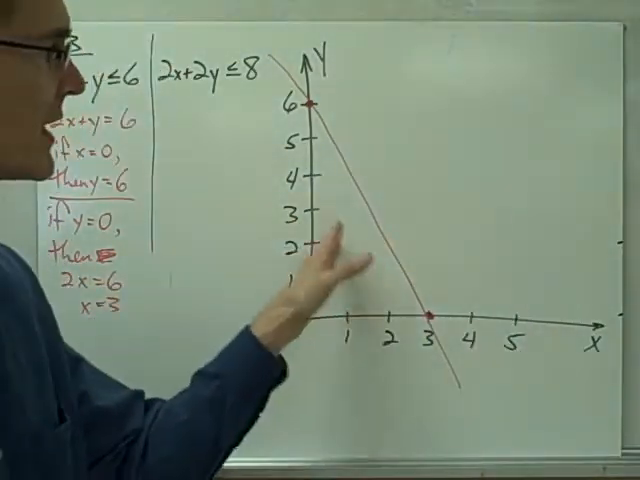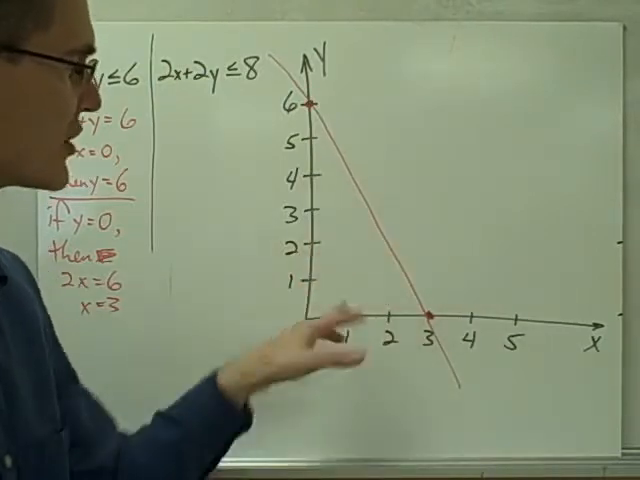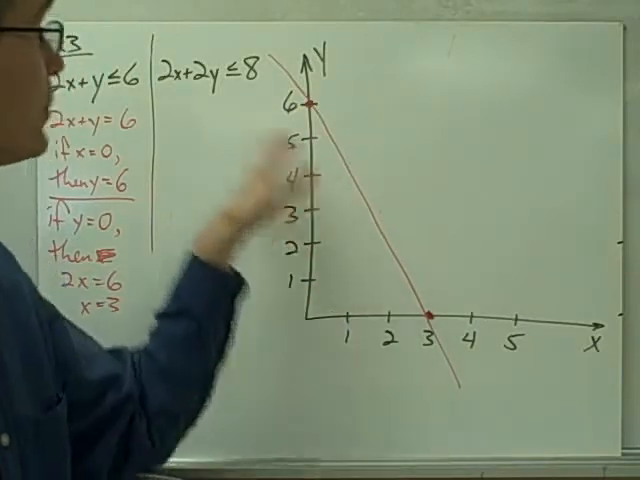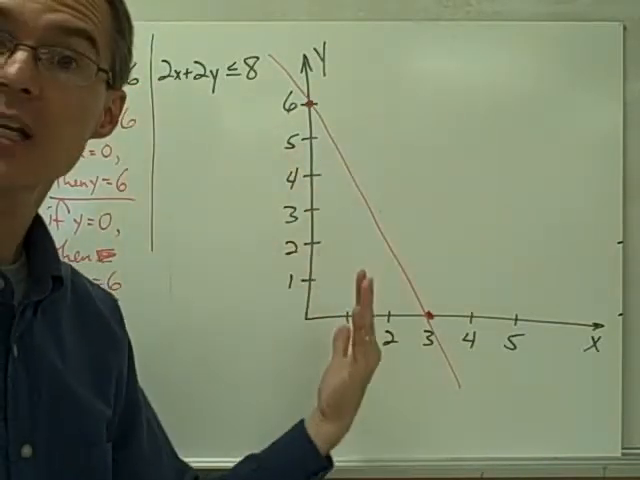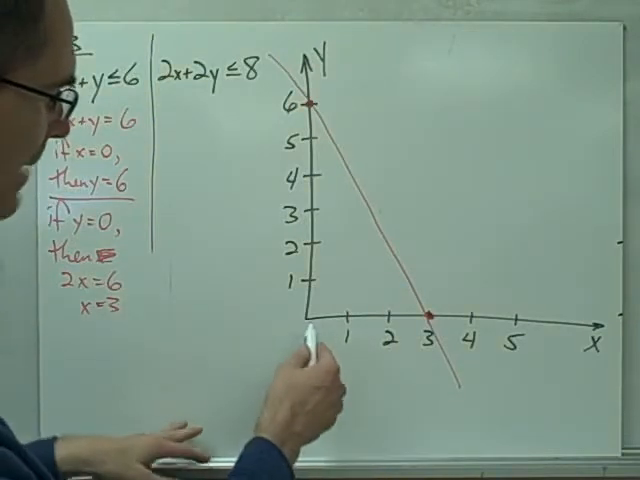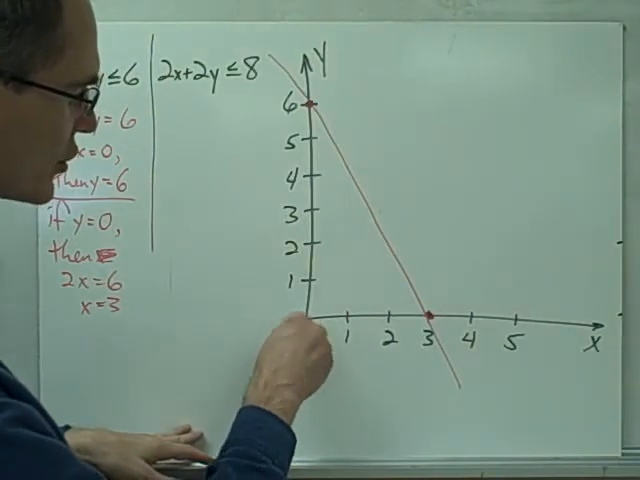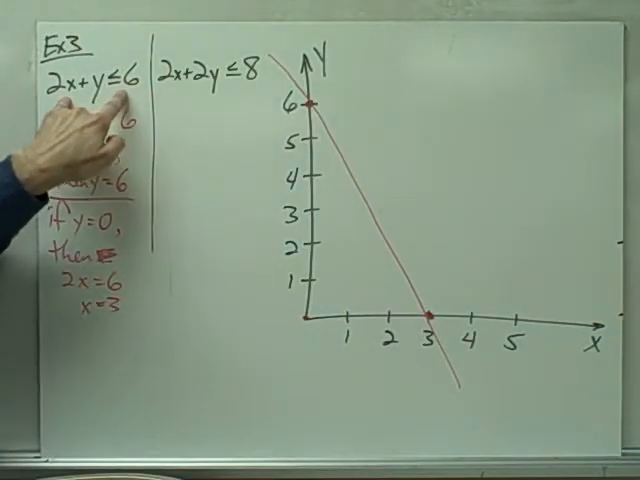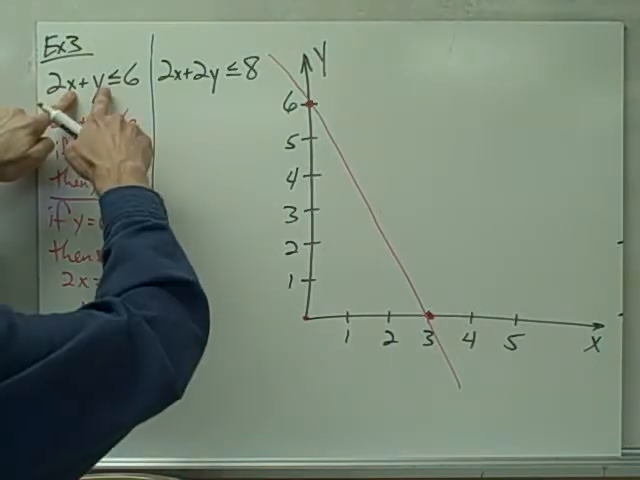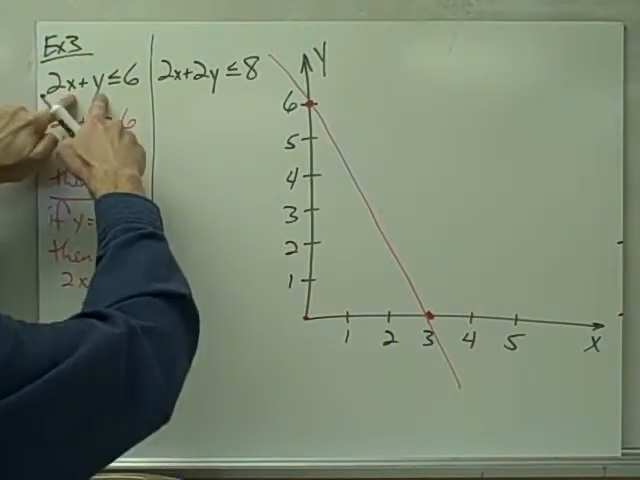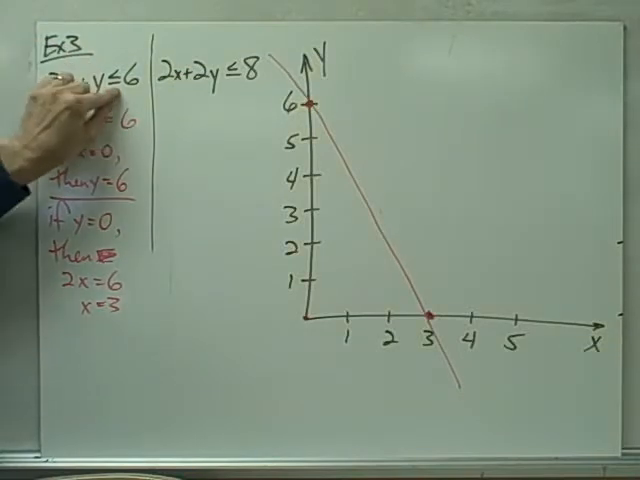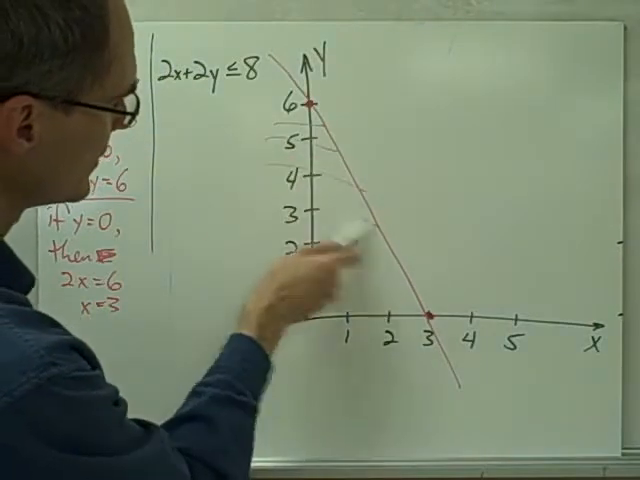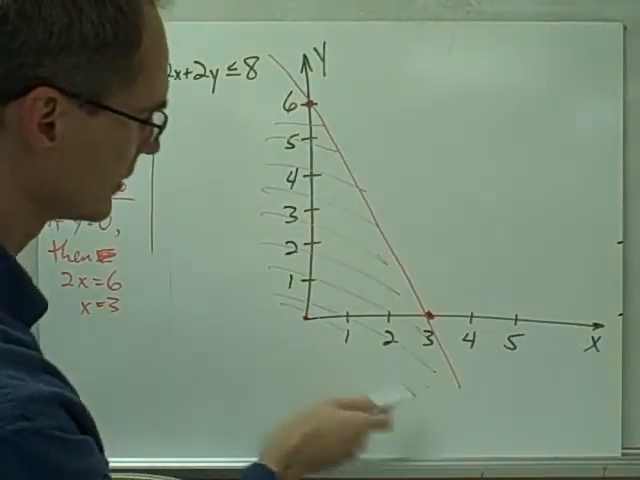One way to decide which side to shade in is I just pick a point on one side or the other, plug it into my inequality, and see if it makes my inequality true. So let's say I pick a point over here that's kind of easy. Let me pick the origin, this point 0, 0. If I plug the coordinates 0, 0 into this inequality, if I let x equal 0 and I let y equal 0, then this whole side of the inequality becomes 0. And then I would have 0 is less than or equal to 6. That's a true statement. Therefore, I know it's this side here that I want to shade in.